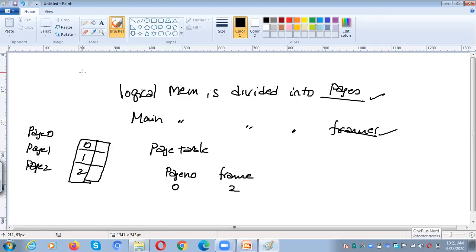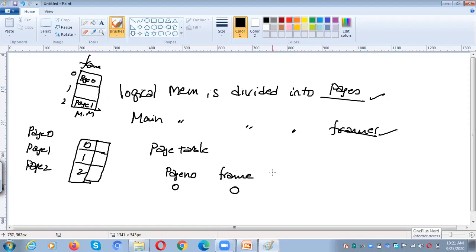This is the main memory. These are the frames. Page 0 and then page 1, 0, 1, 2. This is the main memory. Page 0 is available in which frame? The 0th frame.